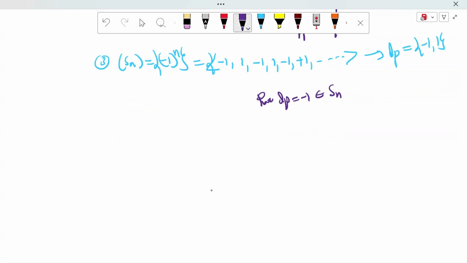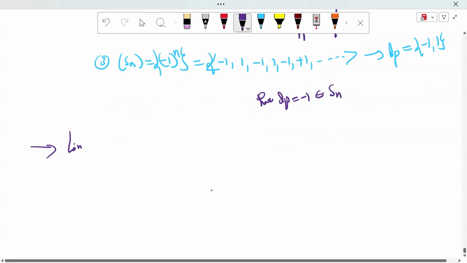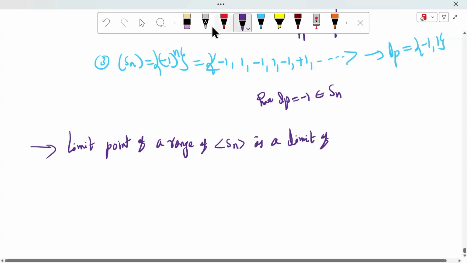A limit point of the range of the sequence Sn is a limit point of the sequence Sn. Next important point, sir. What is the other point? A limit point of a range of the sequence Sn is a limit point of the sequence. But the converse need not be true.